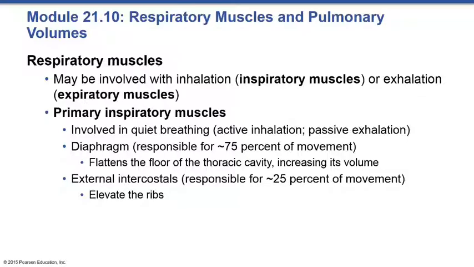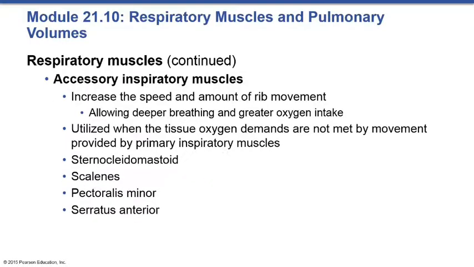So what muscles are involved? Your inspiratory muscles. What muscles allow you to inspire? At rest, or what is called quiet breathing, when you're just breathing normally, 75% of that work is being done by your diaphragm. You know where the diaphragm is located. The other muscles are the external intercostals. They're providing for the other 25% of the movement, and those muscles are elevating the ribs.